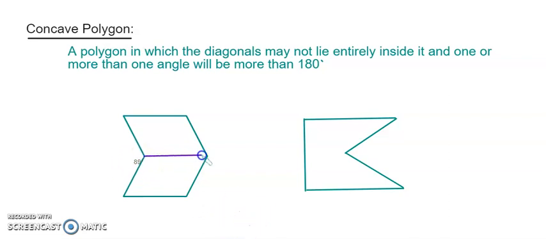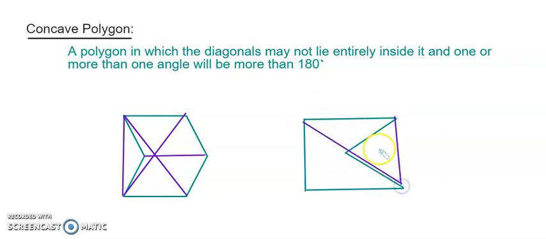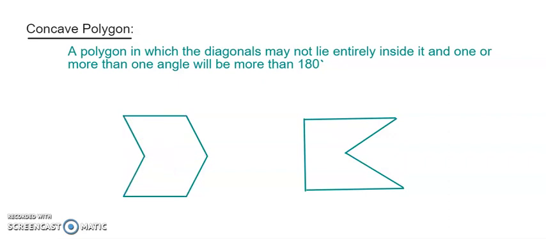Like if you look at this, it's inside, it's inside. This is also inside, but there is a diagonal which I can draw outside. Can you see? Like here. These are opposite vertices and they are connecting. So they are lying outside. Okay. So the polygons in which the diagonals lie outside the polygon are called concave polygons.